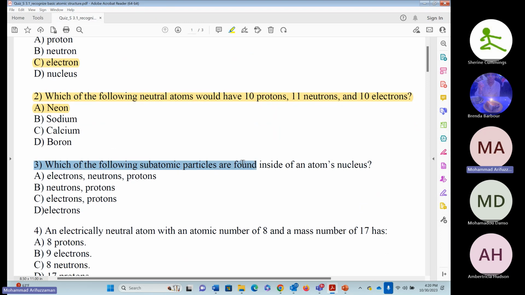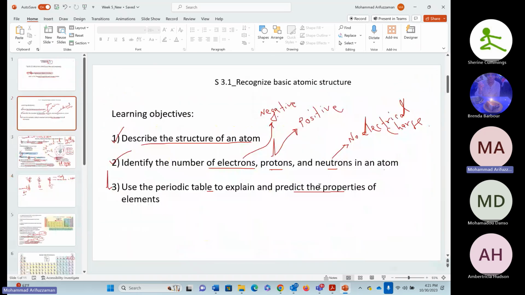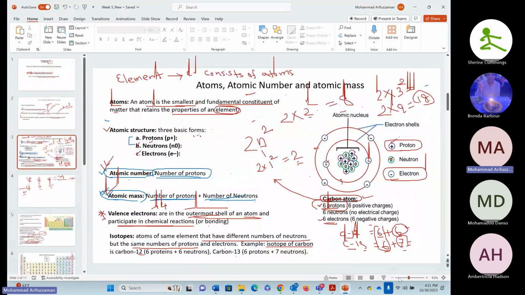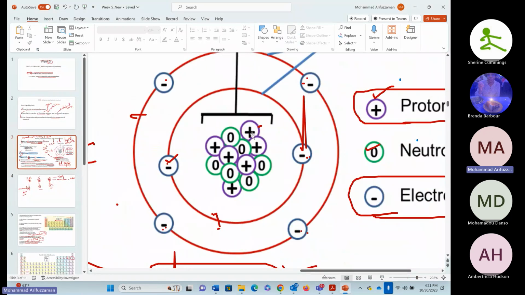Which of the following subatomic particles are found inside of the atom's nucleus? B. Yes, the neutrons and protons are in the atomic nucleus. If you can see here, the atomic nucleus carries the proton and the neutron. Good.